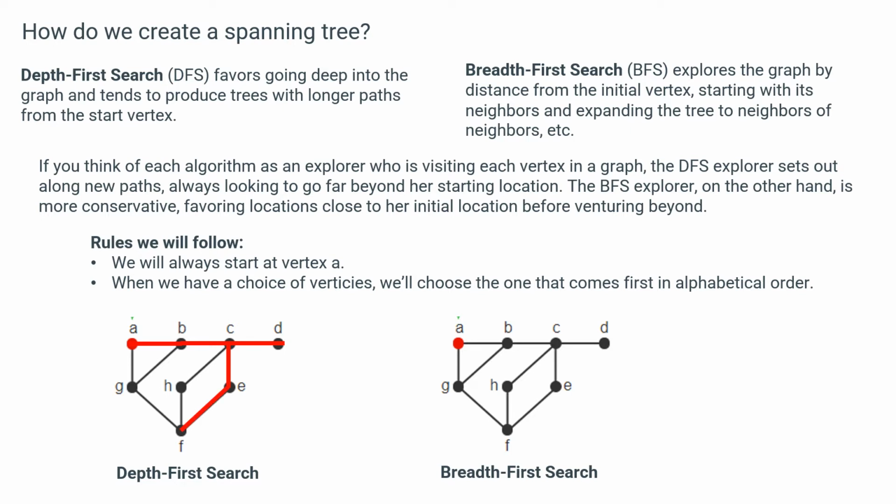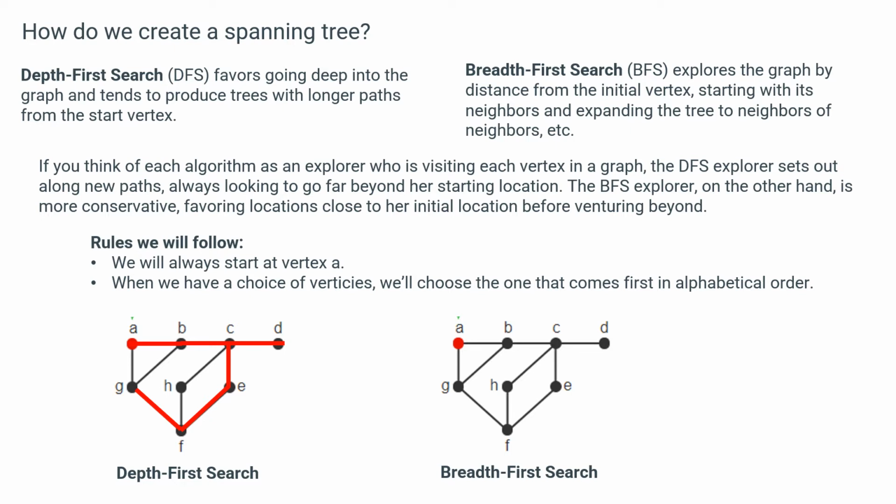From F, we can choose G or H. I will choose G since it comes first. Now, again, we're at a dead end. Now, you say we're not really at a dead end, but we don't want to go from G back to A, right? Because that will give us a cycle. We need a tree, and a tree does not have a cycle.